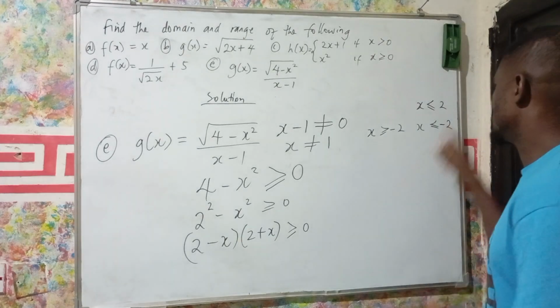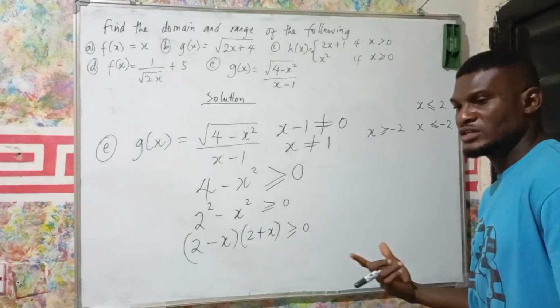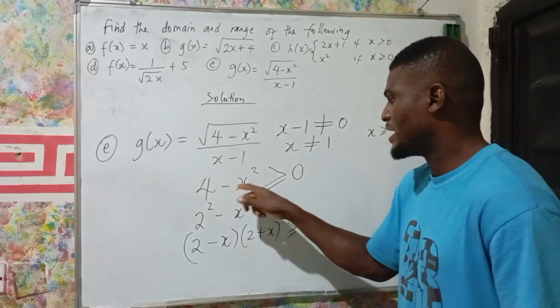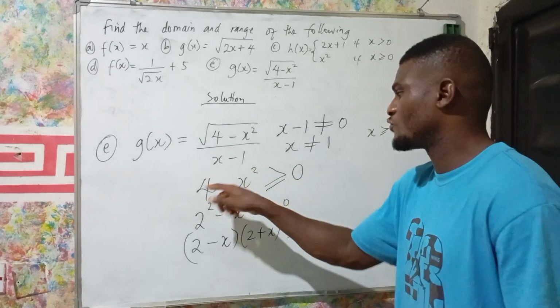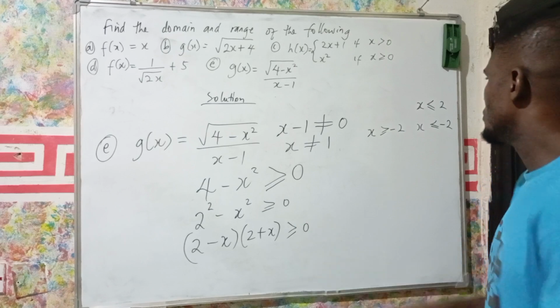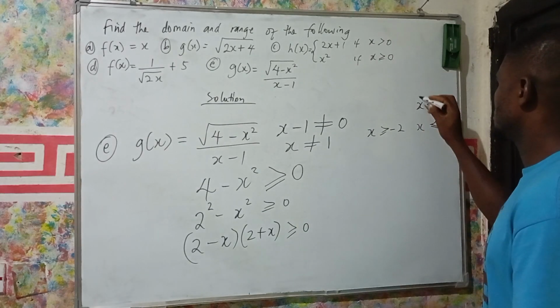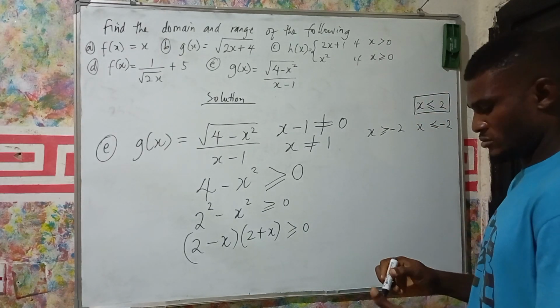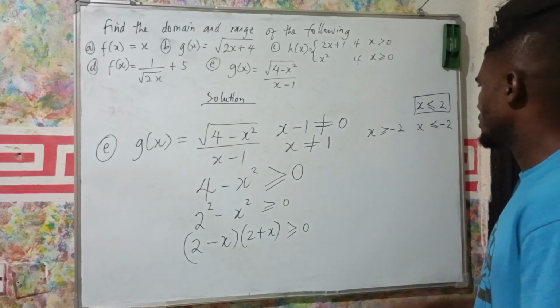So we go with this one: x is less than 2. Let's use 1. So we say 4 minus 1 squared. 1 squared is 1, so 4 minus 1 becomes 3. And 3 is a value that is greater than 0. So this is one of the solutions to this inequality.